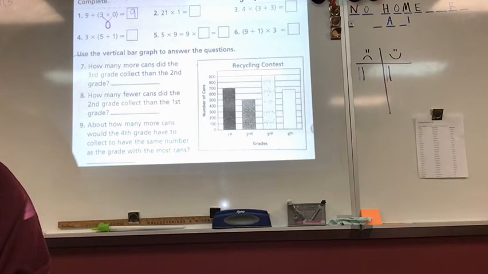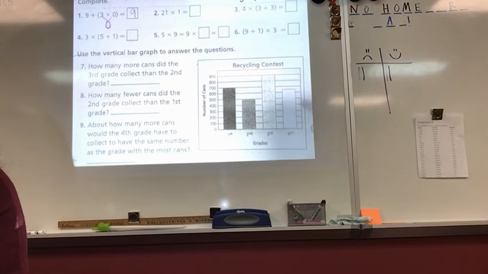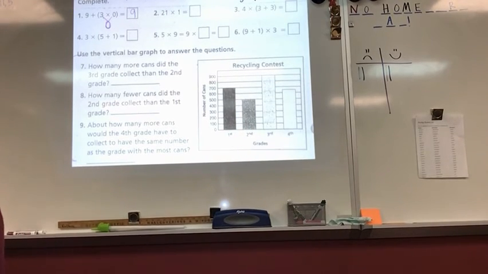Fewer than, you might want to do comparison bars again. And then it says about how many more cans would 4th grade have to collect to have the same number as the 5th grade. Since it's about, you could estimate, or you could tell me the exact amount, because if it's halfway between and they're counting by hundreds, what's half of 100? 50, so you'll know that one. It said the grade with the most cans.